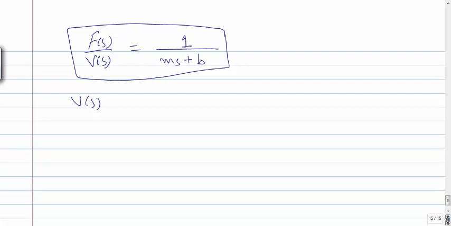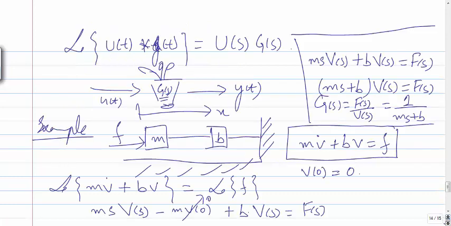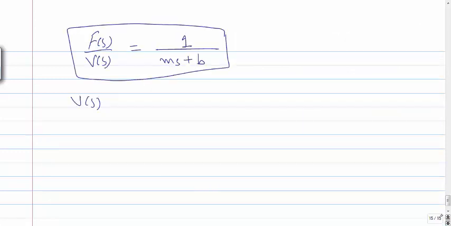Let me correct it because I did it a bit wrong here. This is the ratio of output, that is v of s, to input, which is f of s. Similarly, I need to correct it on the next page. So this is v of s over f of s.